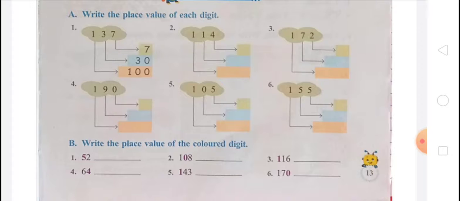Question number 4, in 64, 4 is colored, and 4 is in the ones place, so its place value is 4. And in 143, 1 is colored, and 1 is in the hundred place, so its place value is 100. And in question number 6, 170, 0 is colored, and 0 is in the ones place, so its place value is 0. And you have to do exercise 1.2, page number 13 in your CW copy.